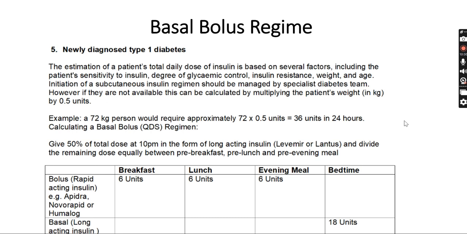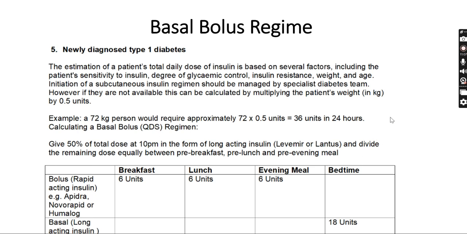We rarely use this regime in type 2 diabetes, but we can still use it if we need intensive glucose control in severe conditions like sepsis, very unwell patients, or sometimes the recovery phase of acute coronary syndrome after stopping the variable rate insulin infusion. But usually, this regime is used in type 1 diabetes mellitus.